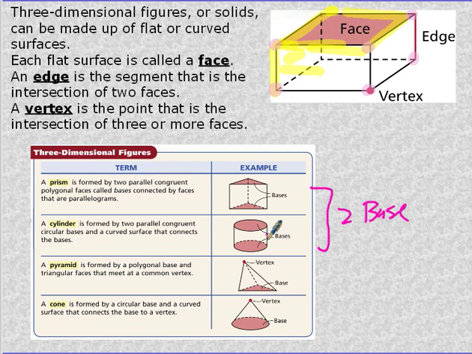A pyramid, so these are the 1 base figures. A pyramid is formed by a polygonal base, so it only has 1 base. In this case, it's this triangular piece. And triangular faces that meet at a common vertex. So here's the vertex. And then cone, you probably had ice cream out of one at some time in your life, but didn't know that it had a formal definition. It has a circular base, just like a cylinder, but there's only 1 of them. Curved surface that connects again to a vertex.